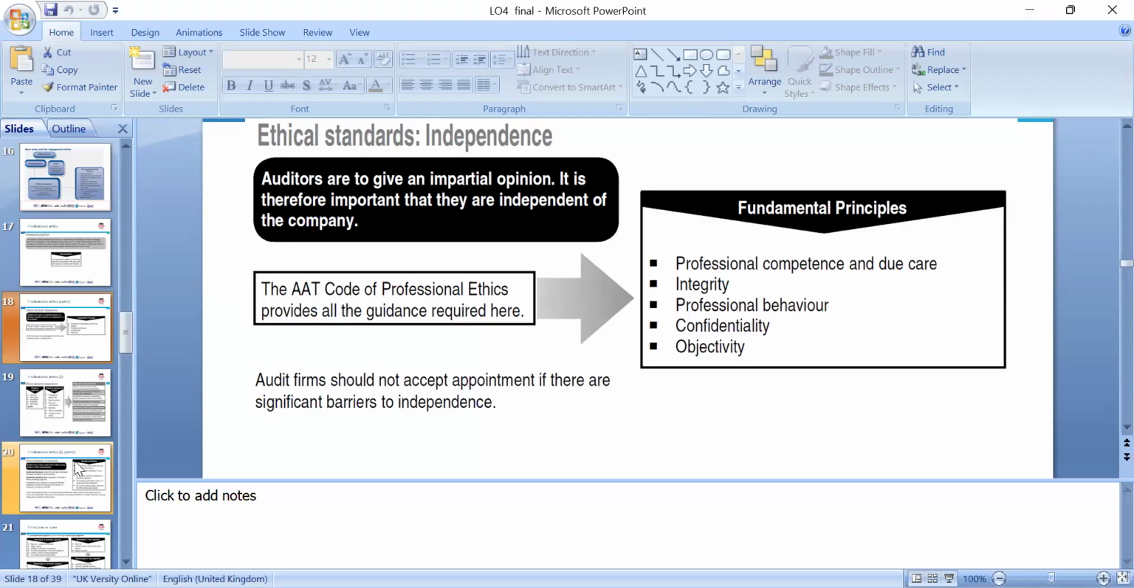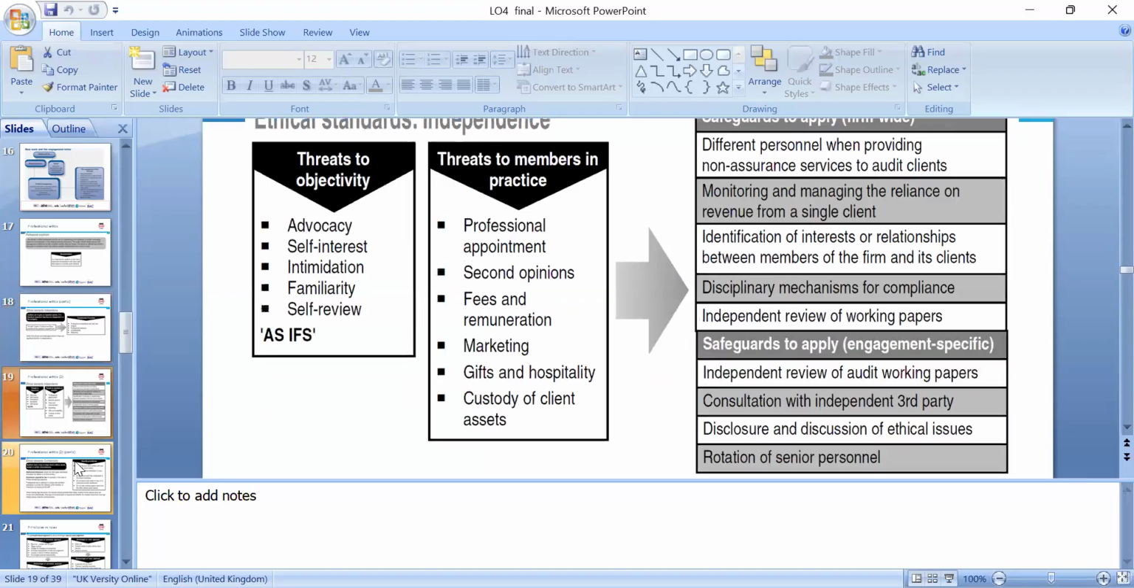The fundamental principles we discuss are professional conduct in offices, and these are the five professional code of ethics. Please, the threats: we need to draw the safeguard to minimize the threat to the member in practice, professional appointment, second opinion, fees and remuneration, marketing, gifts and hospitality. These can lead to the compromise of your professional code of ethics.